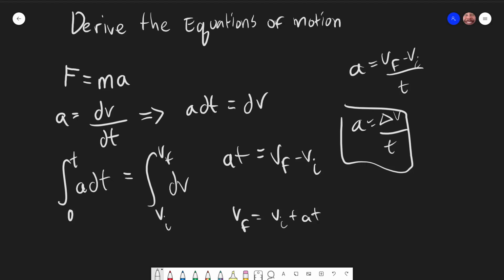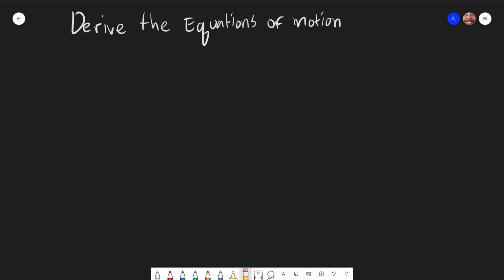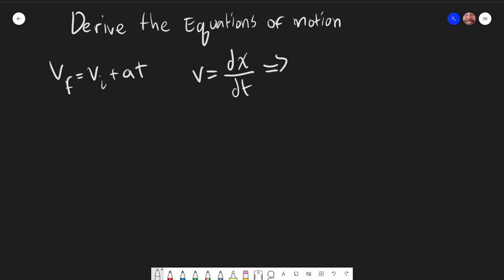Bada bing, bada boom. Yo, what is up? We're back. For our next equation, we're going to have to use what we just figured out for our first equation, so let's write that down again so we don't forget. We know that velocity's first derivative is the rate of change of position with respect to the rate of change of time. So we rewrite this as v times dt equals dx, the rate of change of position.